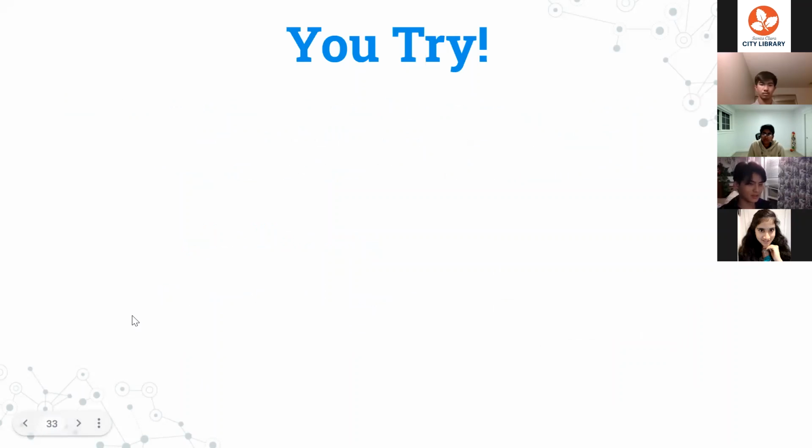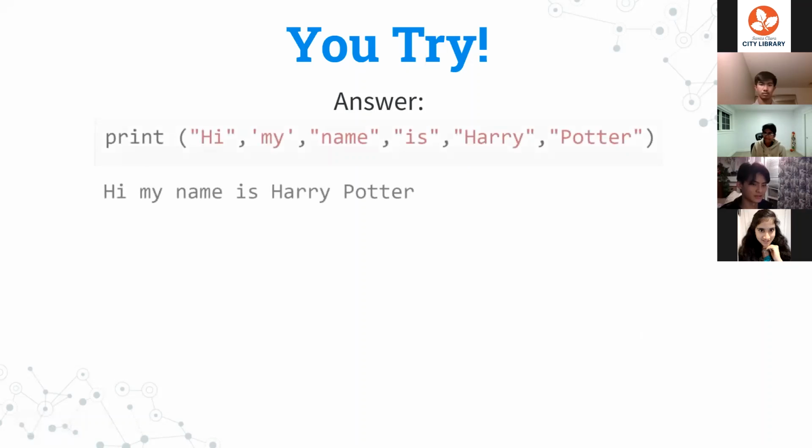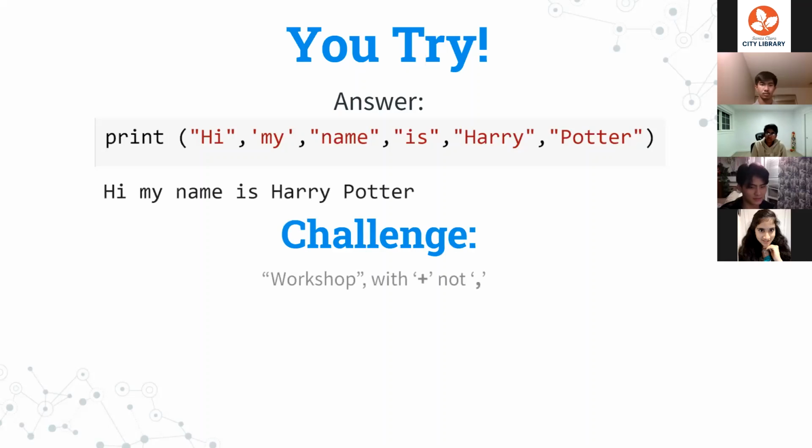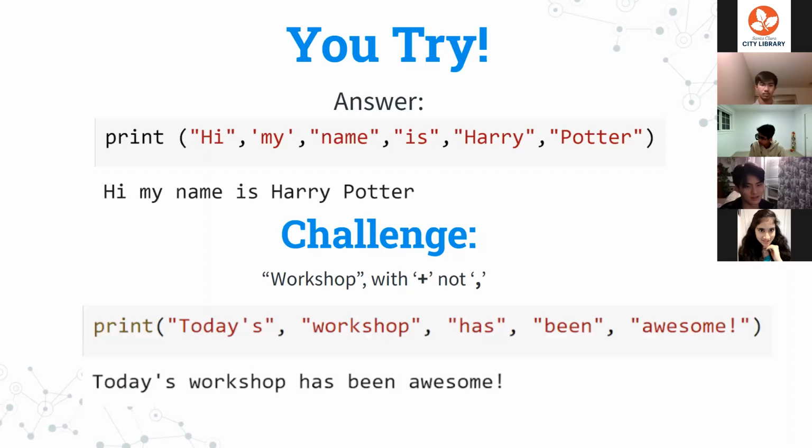Okay, so our time is up. Anyways, here's the answer to the previous slide's challenge. Of course your name isn't Harry Potter, but if you substitute your own name in there, then hopefully your answer is still correct. And as for the challenge, the issue was that we had workshop with plus and not the comma, so there would be no space in between them. But there is actually a way to have a space in between them. If you're using a plus sign, you would just put a space at the end of the string, but that's quite inconvenient, which is why the comma exists.